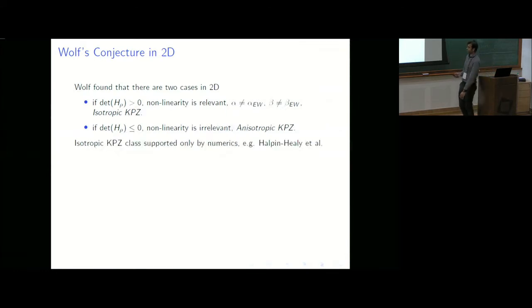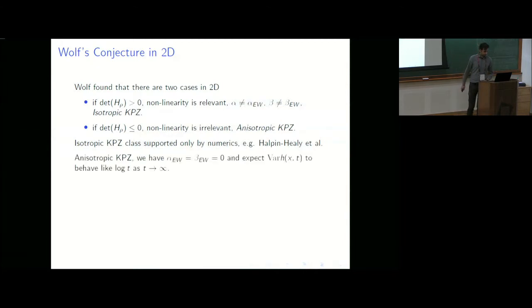For the first universality class, the isotropic one, as far as I'm aware, it's only been verified by numerics. So very little is known. In the anisotropic KPZ, quite a bit more is known. It's known that the alpha and the beta, so the growth exponents and the roughness exponents, are both 0. And you expect that the variance of the height function behaves like log t as t goes to infinity.